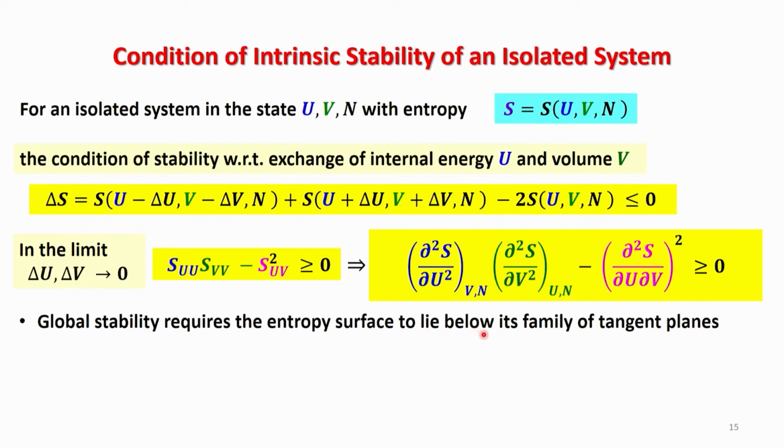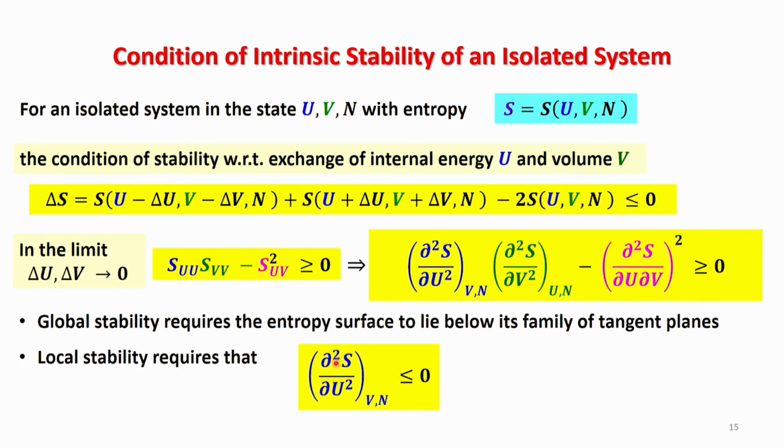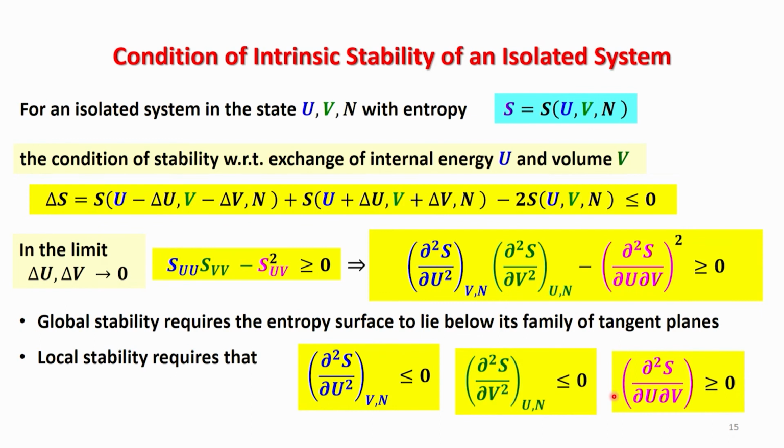Therefore, you can have a simple visual or mathematical examination of whether a given function of entropy is mathematically viable to represent a stable state of the system, and the local stability requires that this curvature must be less than or equal to 0, this curvature must also be less than or equal to 0, and then this must be greater than or equal to 0.